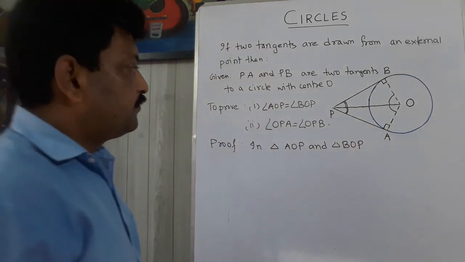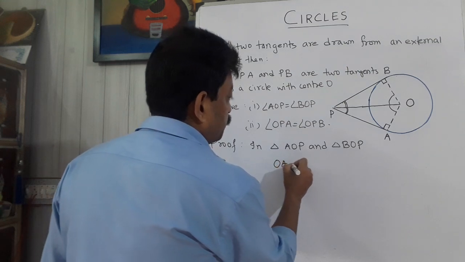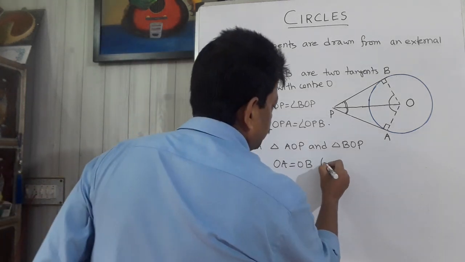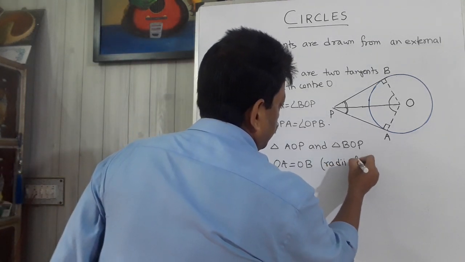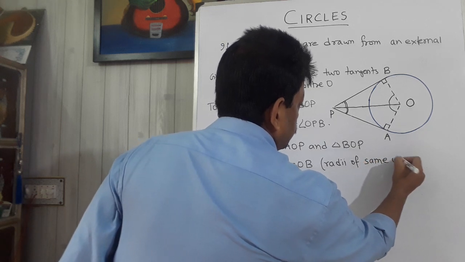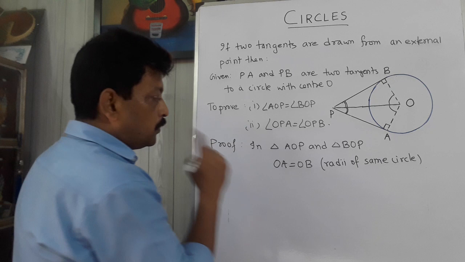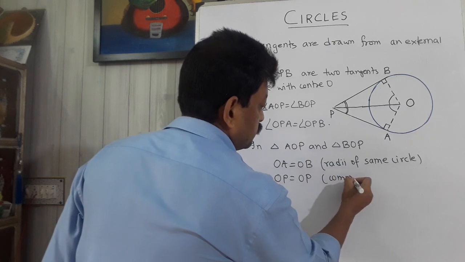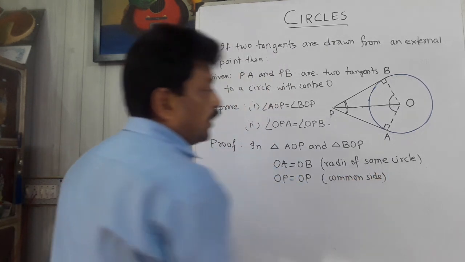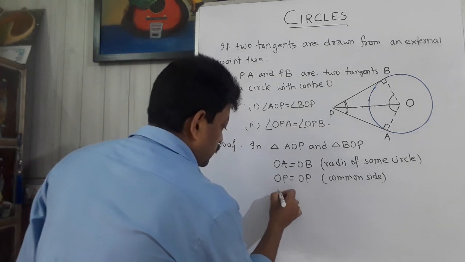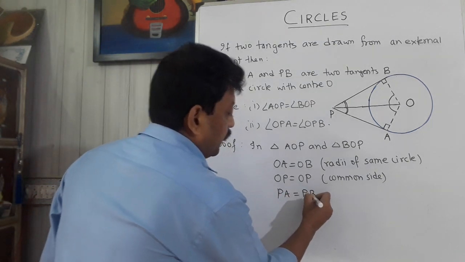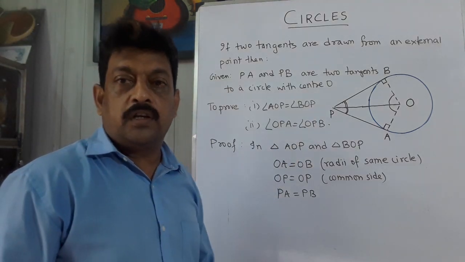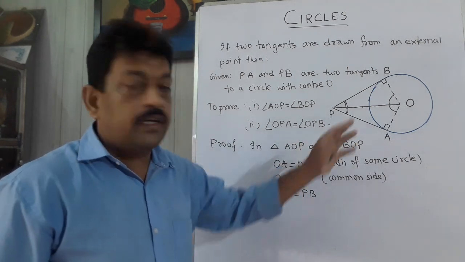what are the things we are getting? First of all, OA equals OB. These two are equal because they are radii of the same circle. Number 2, OP equals OP, the common side. And number 3, which is very important, PA equals PB. Why so? Because they are tangents drawn from an external point to a circle, and according to the theorem, the lengths of the tangents are always equal.